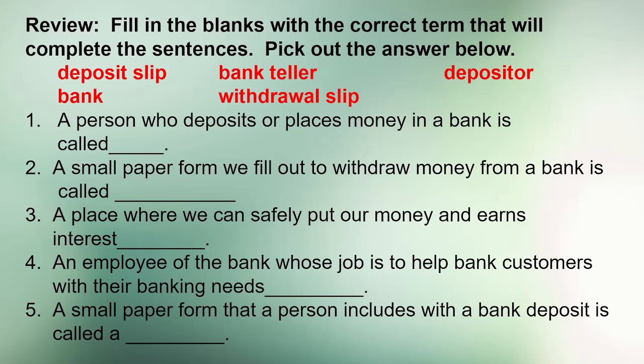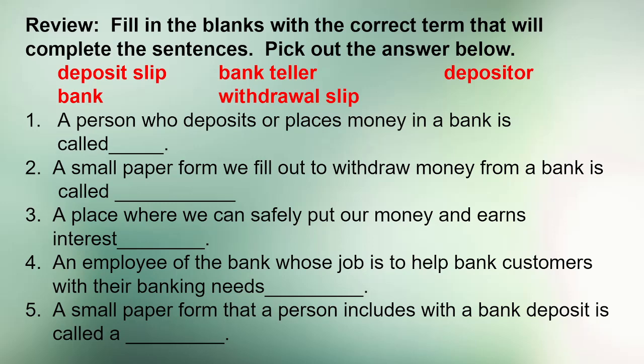The first one, a person who deposits or places money in a bank is called a blank. Number 2, a small paper form we fill out to withdraw money from a bank is called blank. Number 3, a place where we can safely put our money and earns interest is a blank. Number 4, an employee of the bank whose job is to help bank customers with their banking needs, blank. And number 5, a small paper form that a person includes with the bank deposits is called a blank.